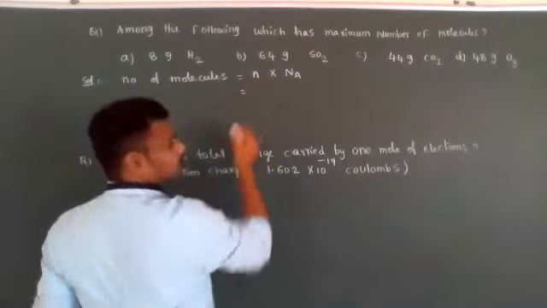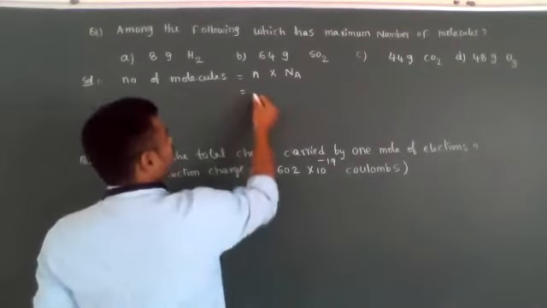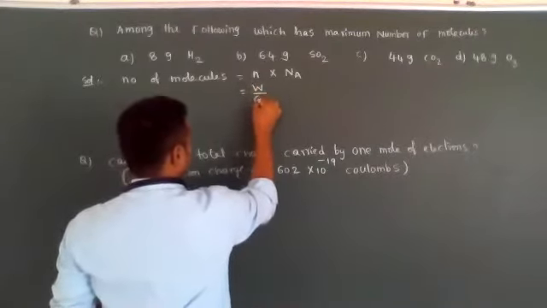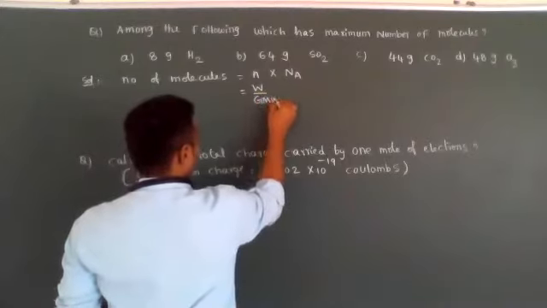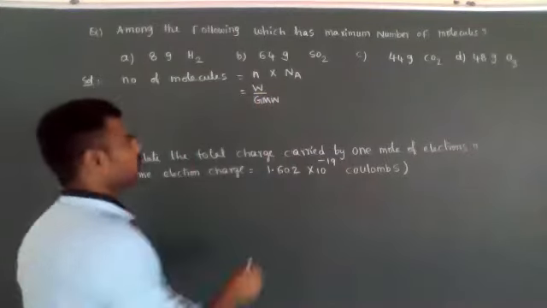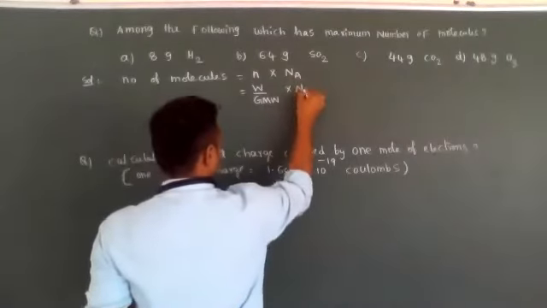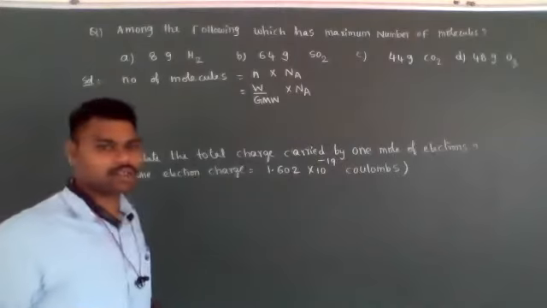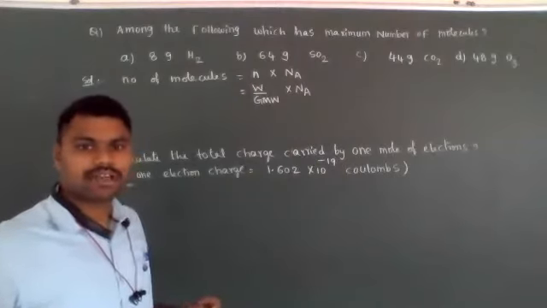So in this case, the number of moles formula is equal to weight by gram molecular weight, into Na. Na is always fixed: 6.023 into 10 to the power of 23.